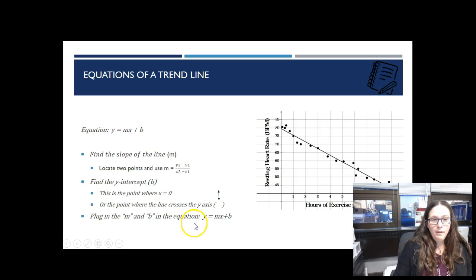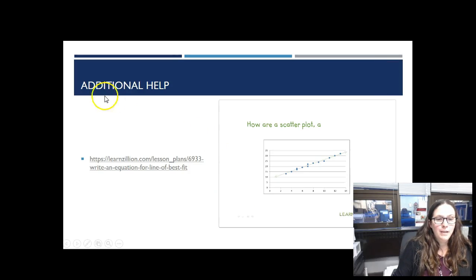So since we can calculate now the equation of the trend line, I'm going to tell you explicitly that that's a very important thing to know how to do. So if you don't know how to do it, I'm going to suggest that you can also go online to this website, which is learnzillion.com, to this lesson plan, and they will show you another example of how to write an equation for a line of best fit. If you have any questions at all about doing it, I promise that you should go online and look, because it's going to show up on your quiz.